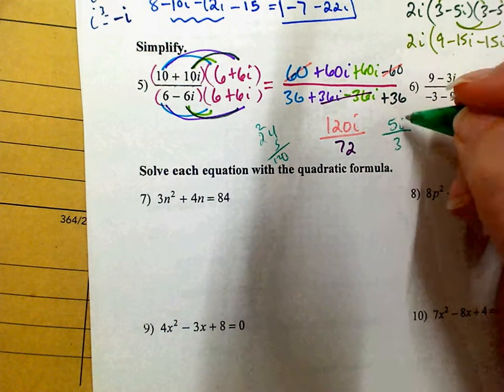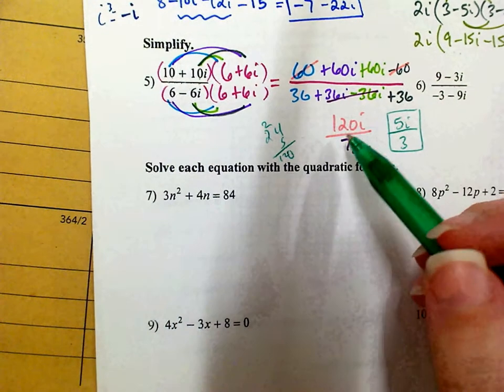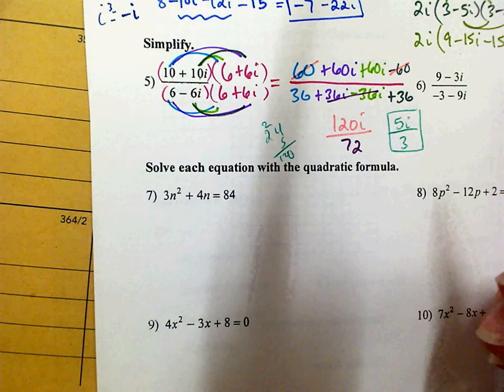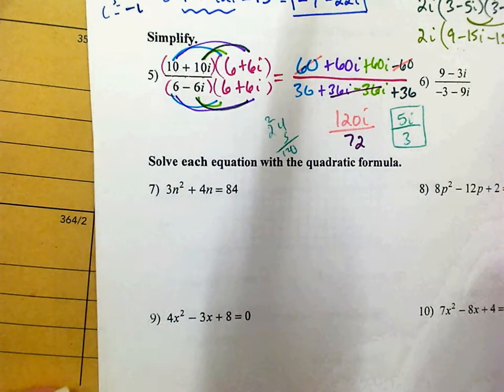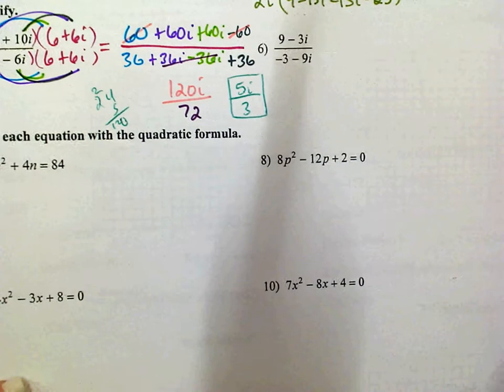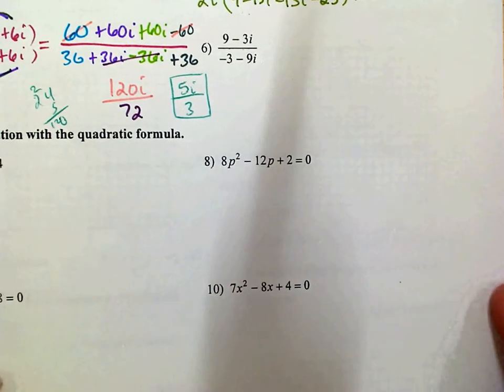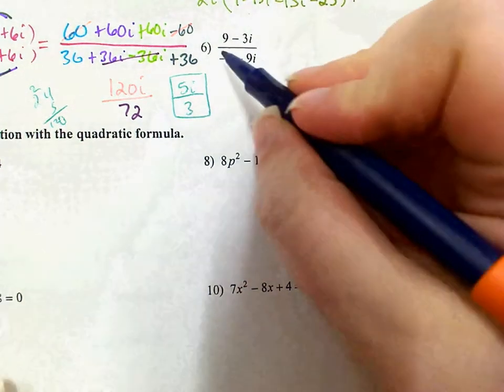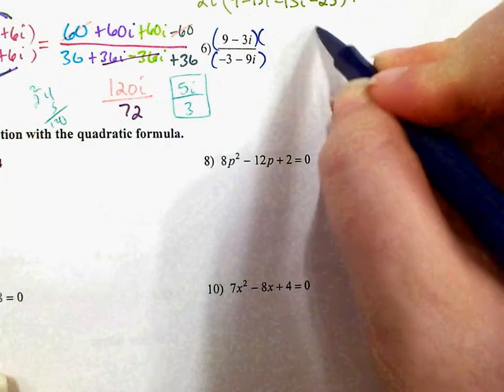Now, if you needed to, you could break it up and start canceling, especially if it was a non-calculator question, but that's what I would simplify it down to. Okay, number 6. Again, I need to multiply by the conjugate of the denominator. So I'm going to multiply top and bottom by negative 3 plus 9i.